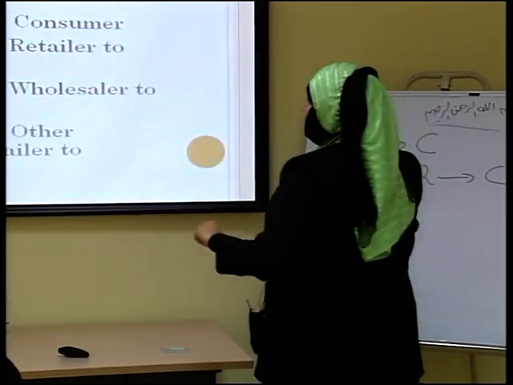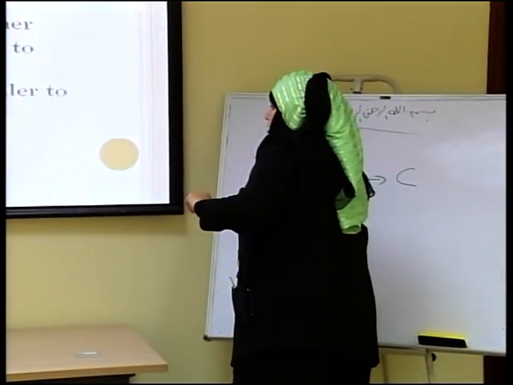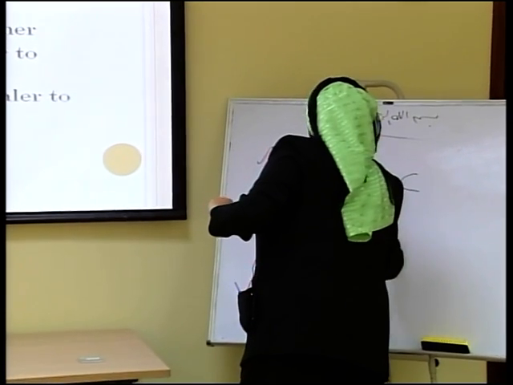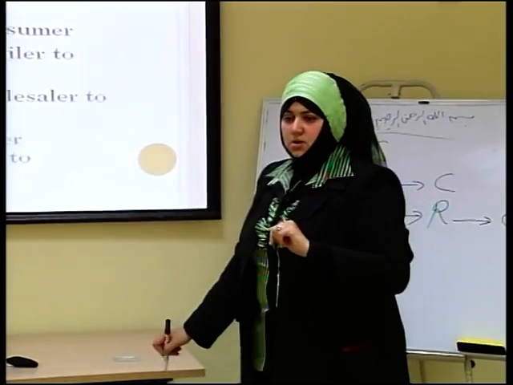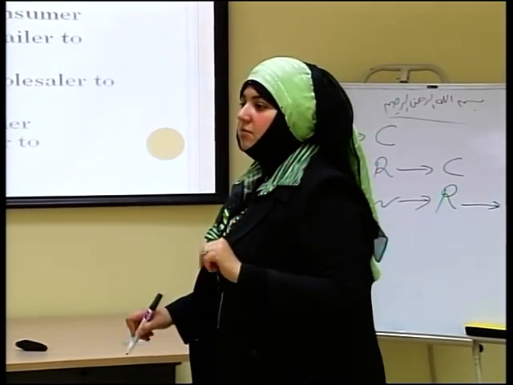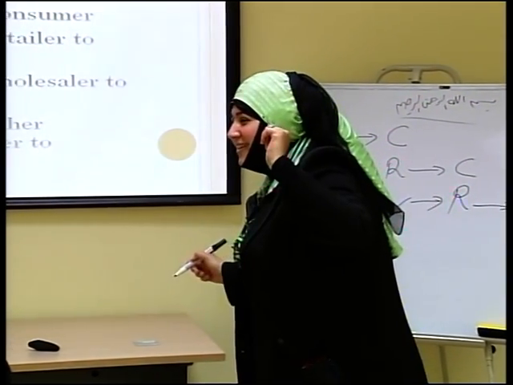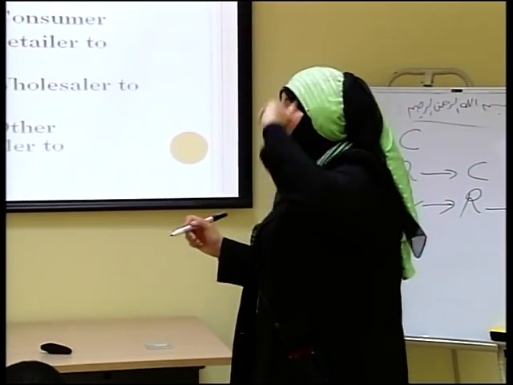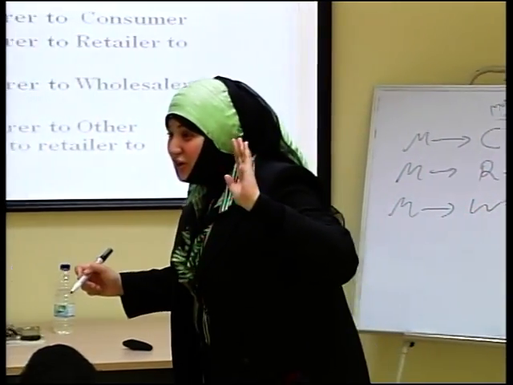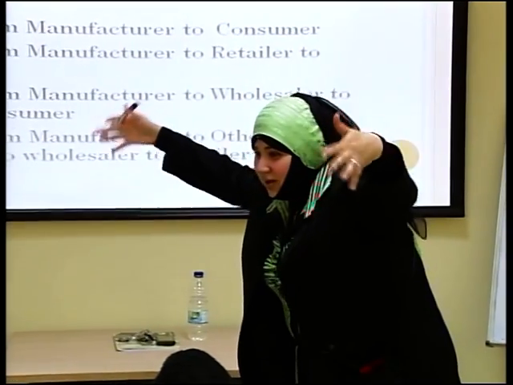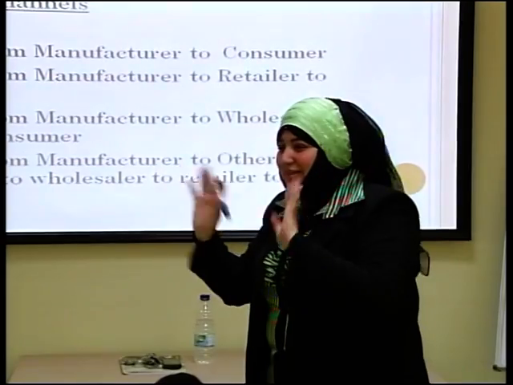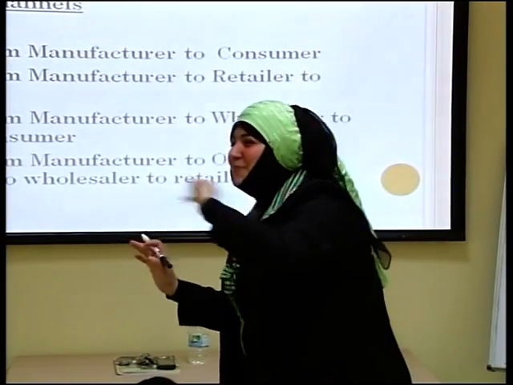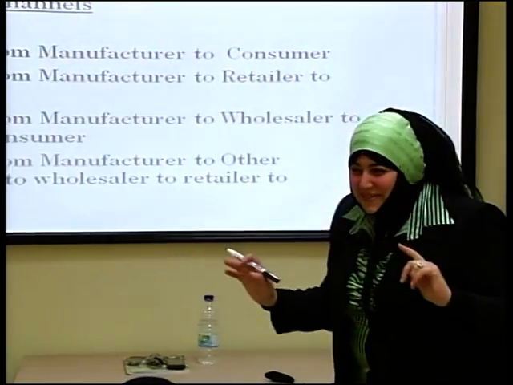Okay, channel number 3, from manufacturer to wholesaler to retailer to consumer, like the Cadbury chocolate bar. You don't go directly to the manufacturer. You don't go to the wholesaler to get a bulky quantity of chocolate because you will get fat then. So you have to go to the supermarket to get it from there, right?